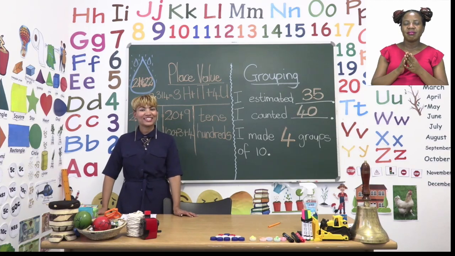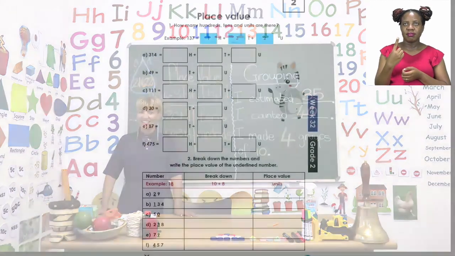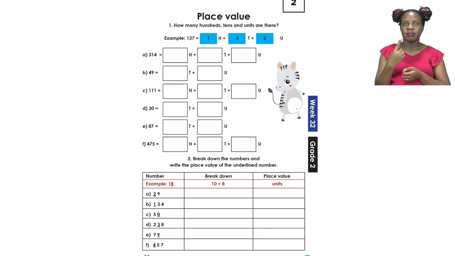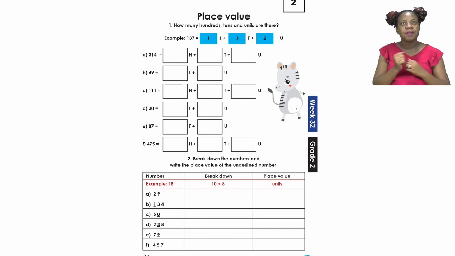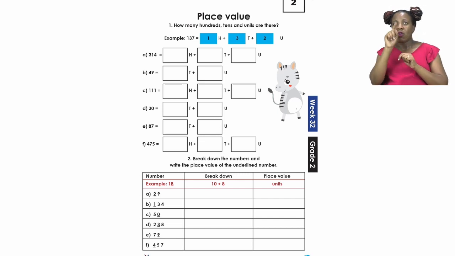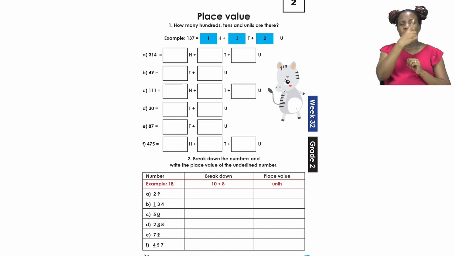Let's start this part of our lesson on page 21. Now here we are going to do place values. At number 1, it says how many hundreds, tens, and units are there, and there you will see an example is given. Now the example number is 137. You need to take the number and you need to put it in hundreds, tens and units. So the number 137 has 1 hundred, 3 tens and 7 units.